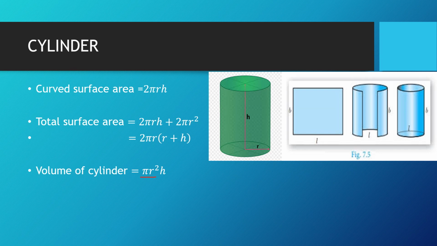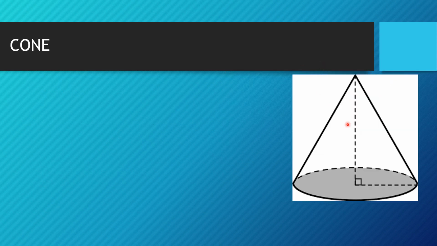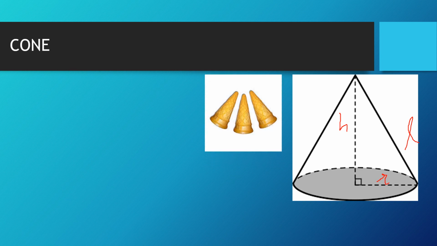Okay. Next is your cone. Now the cone has three different measurements. You can see this part is called perpendicular height. This segment is called radius, and this slant part is called slant height. What do you call it? Slant height. So you can apply Pythagoras theorem to get a relation between them, that is L square equals R square plus H square. You're very familiar with ice cream cones like butterscotch and all. That is nothing but an example of a cone.